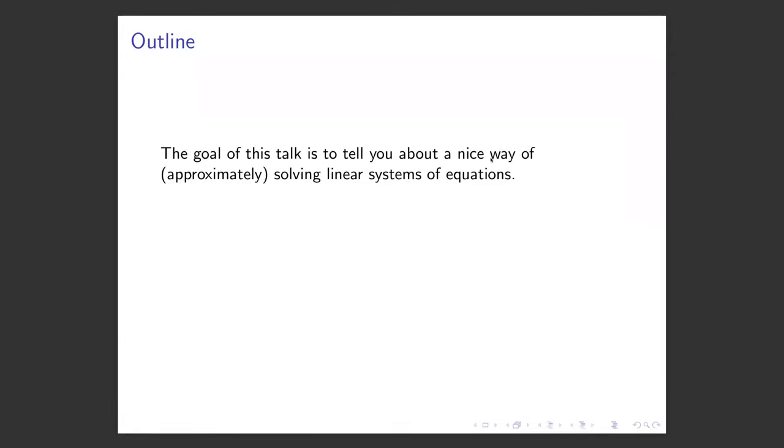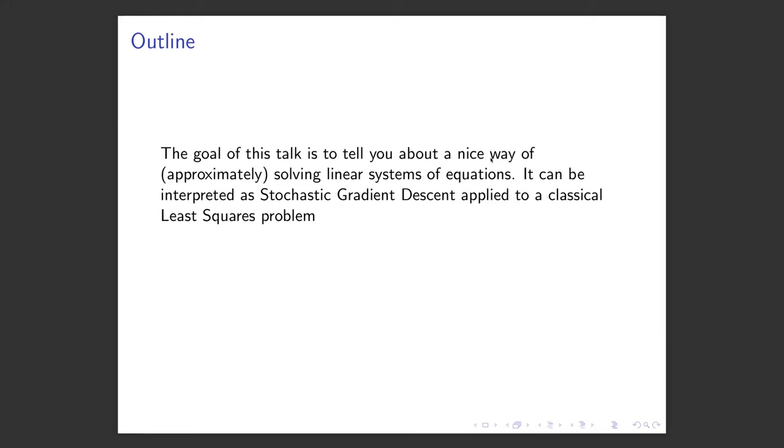The topic is to talk about a certain way of approximately solving linear systems of equations. And if you think about it in terms of applications or what would be useful, this is actually stochastic gradient descent applied to least squares. So stochastic gradient descent is, of course, very popular. Many people are using it. The theory is sort of half developed, I would say. And the big point here is, this is an example of stochastic gradient descent that has highly non-trivial dynamics, but can be analyzed rigorously.